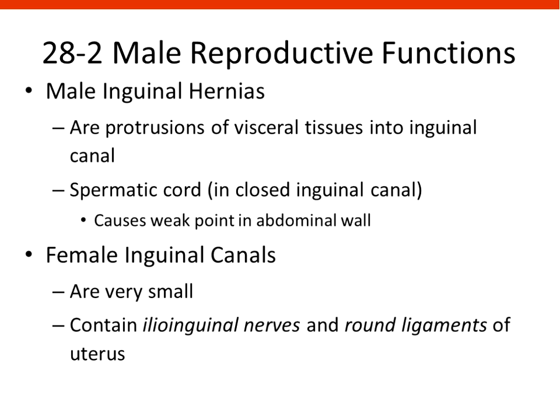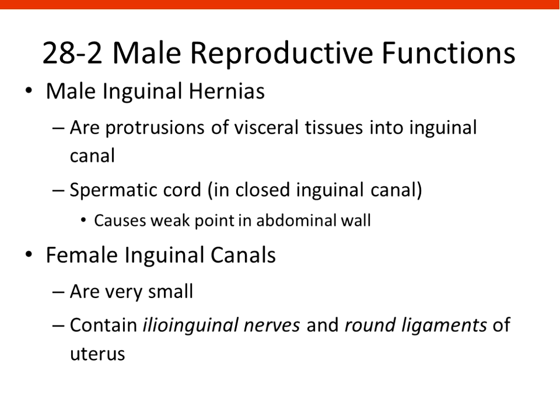Hernias are protrusions, and these are notes that you don't have here. They're just extra things that went along with what we looked at before that I'm going to address real quick here, and then we'll get back on track with the notes that you have. Male hernias are protrusions of the visceral tissue into the inguinal canal. So in your inguinal area, that groin area, the spermatic cord can be enclosed in there and can cause weak points in the abdominal wall.